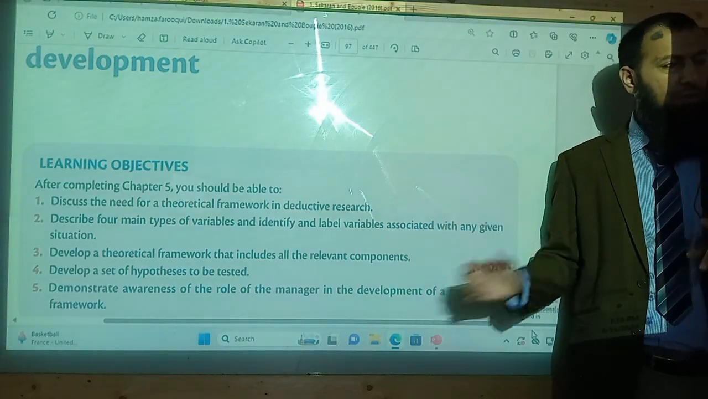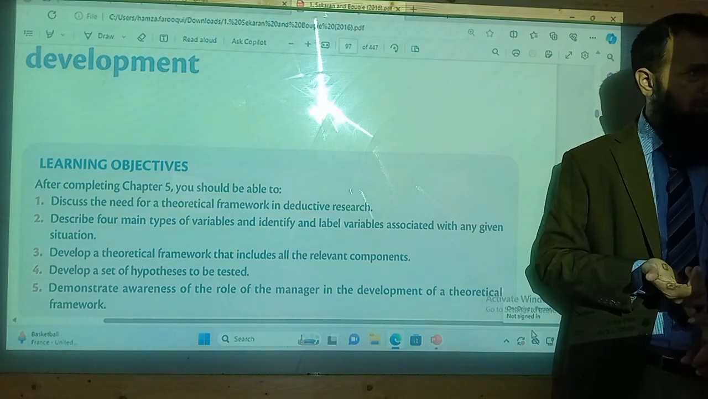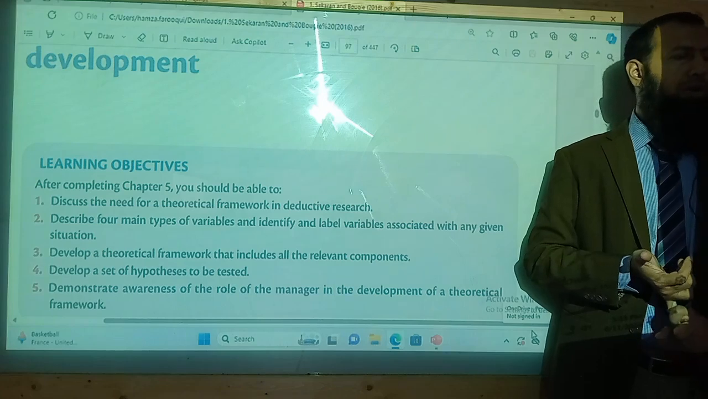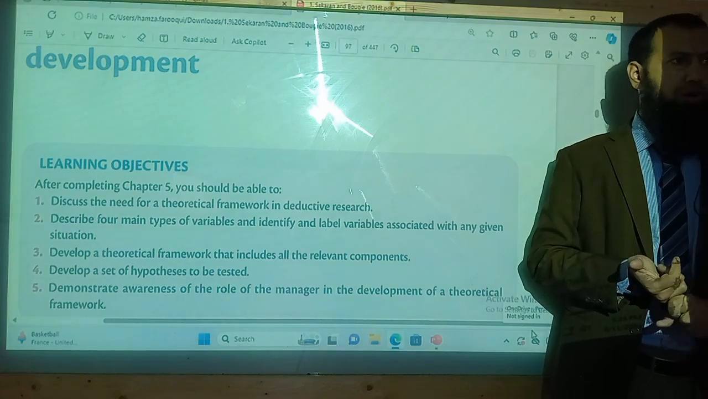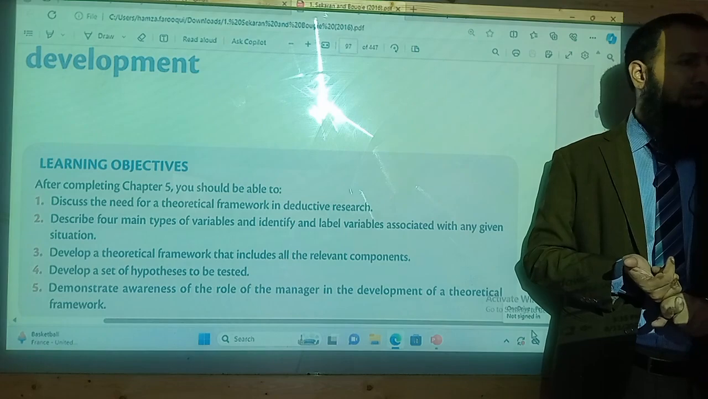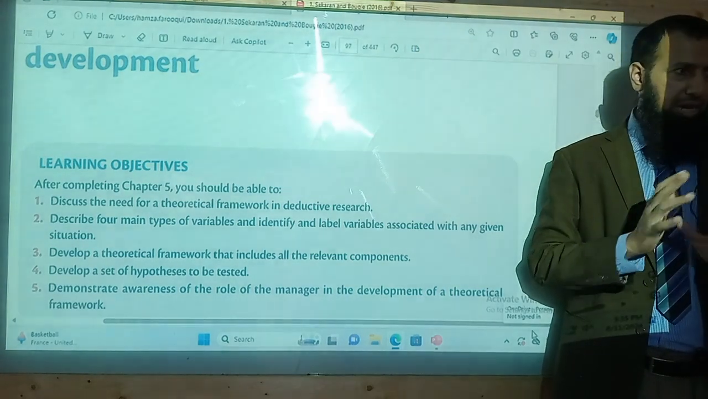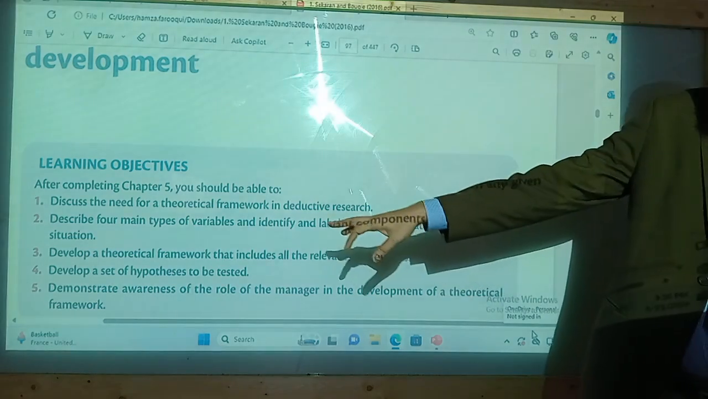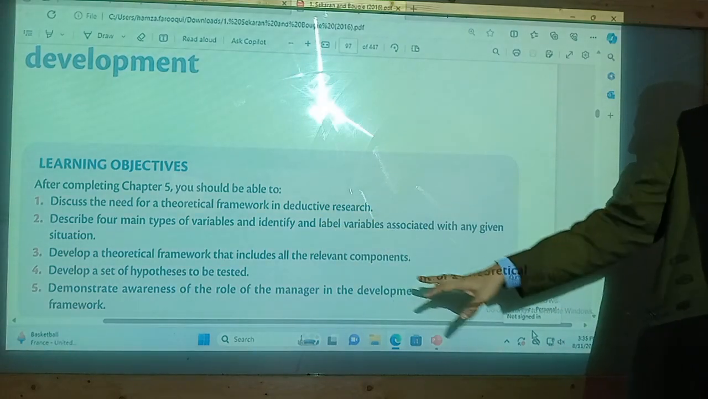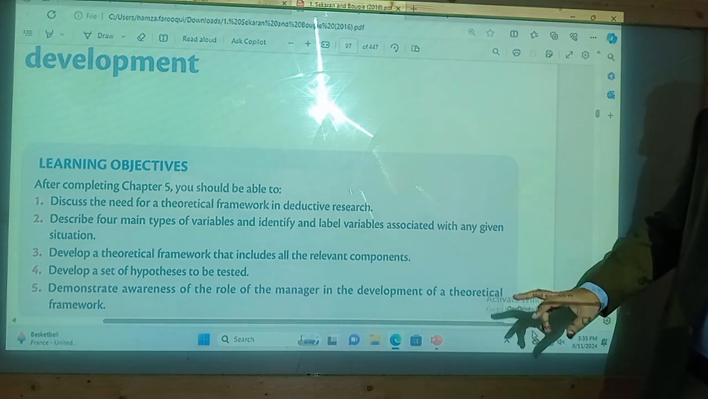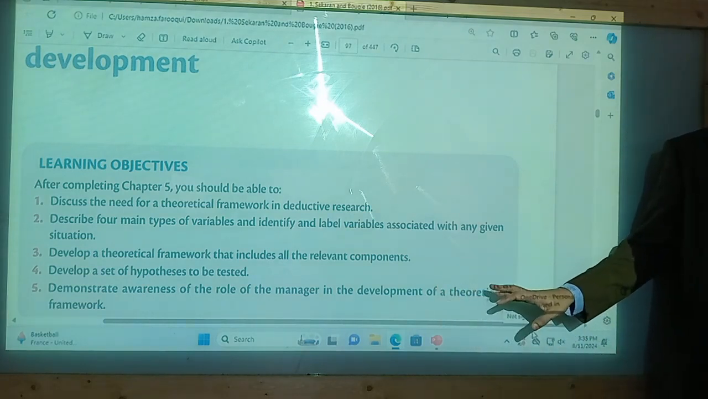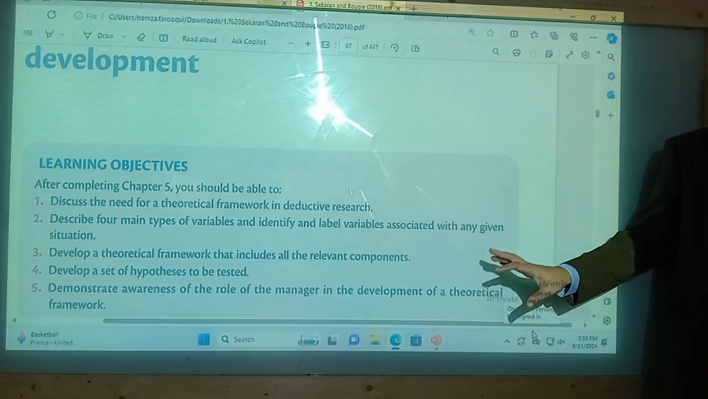After this lecture, you will be able to develop your own hypothesis confidently. You would know what is a logical hypothesis and what is not. You will also learn the language of the hypothesis, because it's a technical way of describing the hypothesis. The last one is the awareness of the role of the manager in the development of the theoretical framework: what you should know about the theoretical framework as a manager.